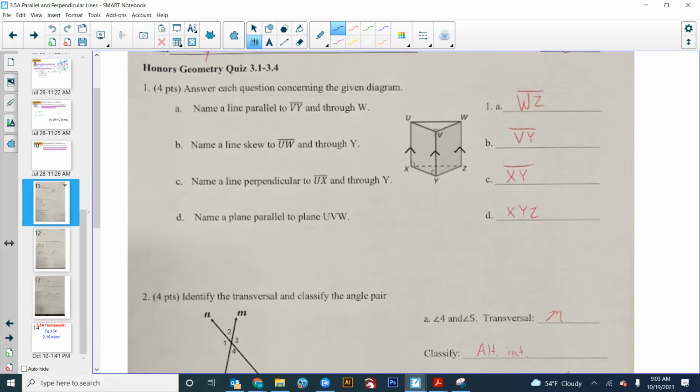Any questions on 1A through D? I think you guys did pretty well in there. If you missed it, you probably figured out what you did wrong. Questions on A through D?